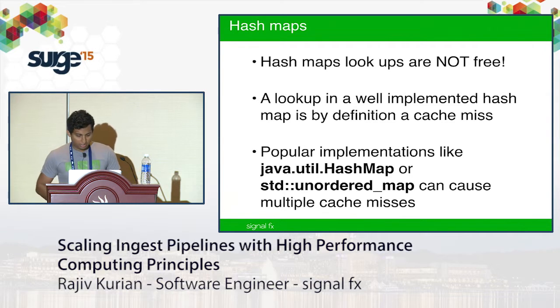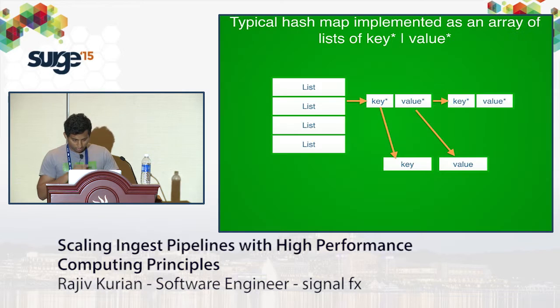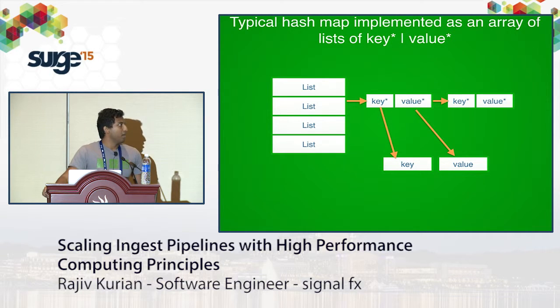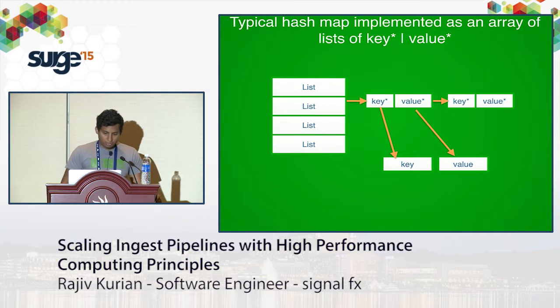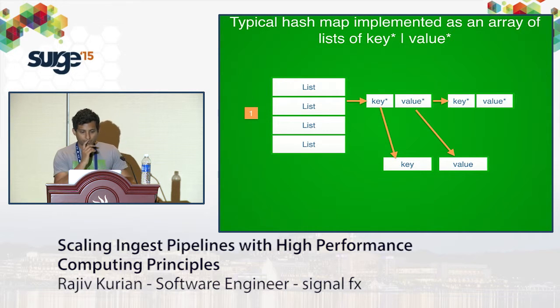But popular implementations like Java's hash map or C++'s hash map, the standard ones, can actually cause multiple cache misses. So let's trace a simple get operation in a hash map designed as a list of key value pointers, or an array of a list of key value pointers. This is actually pretty much the exact design of Java's hash map and very similar to C++'s. So the first thing you do is you get your key, you hash it, you land on a random index. Let's assume it's this one. That's a cache miss because it's a random index.